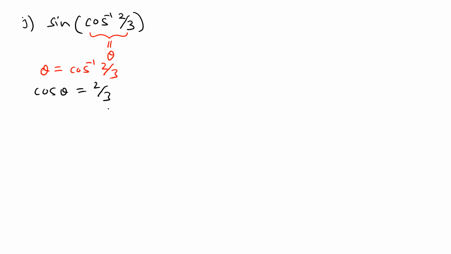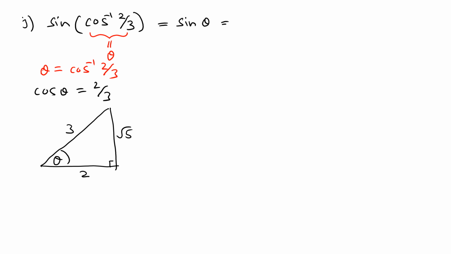Now we draw the triangle using this cosine argument. This is theta, and cosine means adjacent is 2 and hypotenuse is 3. Then we can find the other side by the Pythagorean theorem: 3 squared is 9, 2 squared is 4, so the other side is square root 5. What we are looking for is sine theta. According to this diagram, sine theta is square root 5 over 3. It's a very simple argument. So let's look at the next one.